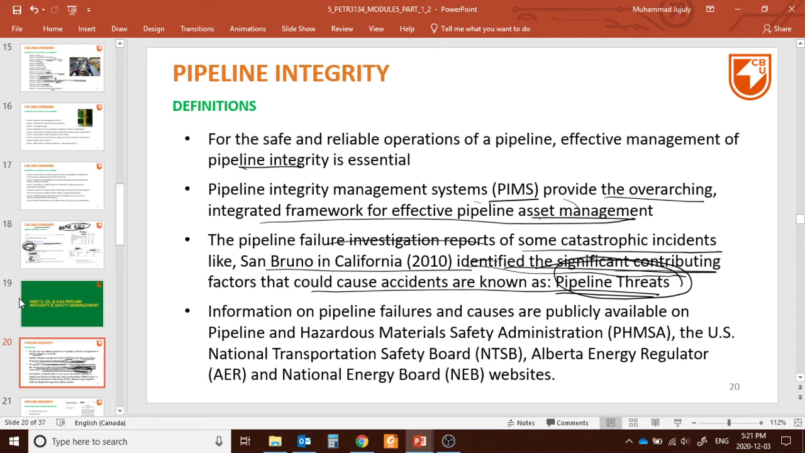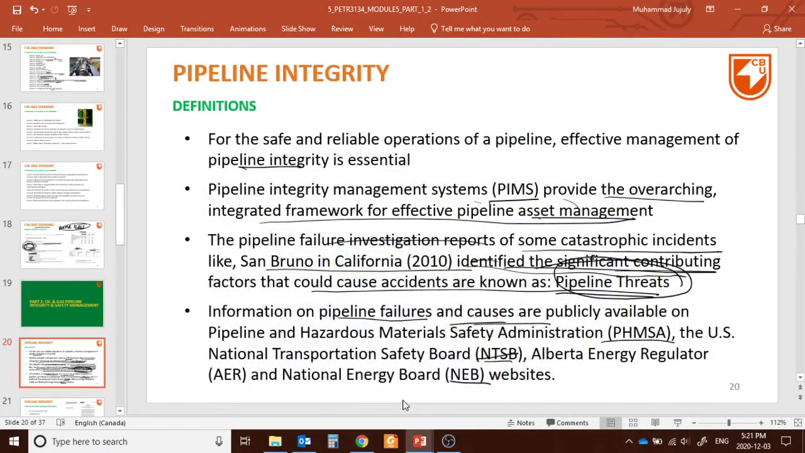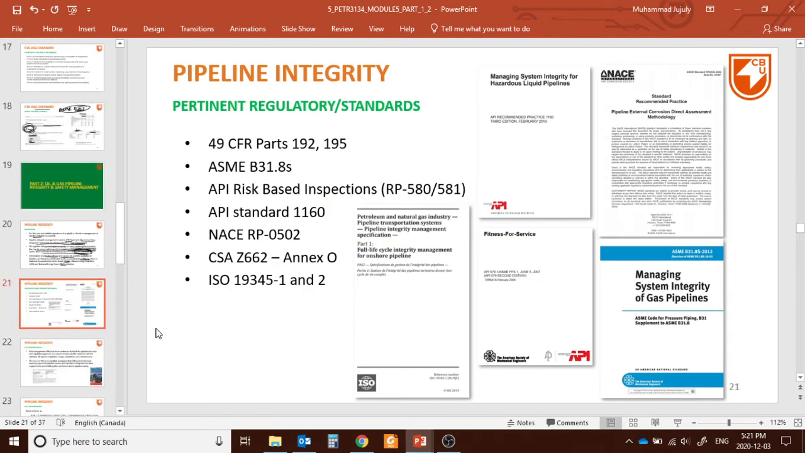Now, the information on pipeline failure and the causes can be found at the NTSB, the National Transportation Safety Board, for the US. And for Canada, you can find it at the NEB website that we just saw a little bit earlier. Remember this one. And you can also find it at the Alberta Energy Regulator. So there are different sources you can find.